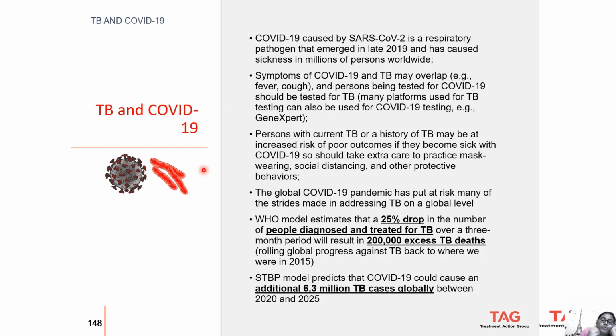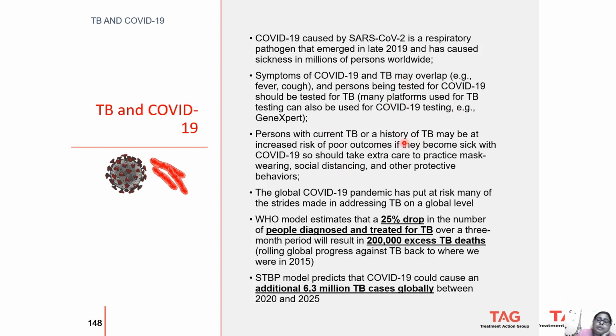Okay, so TB and COVID-19. COVID-19 is caused by SARS-CoV-2, the respiratory pathogen that emerged in late 2019, as we all know, and has caused sickness in millions of people. Symptoms of COVID-19 and TB may overlap, because we know fever, cough and all of these. Persons being tested for COVID-19 should also be tested for TB. There have been instances where co-infections of both have been seen in people.